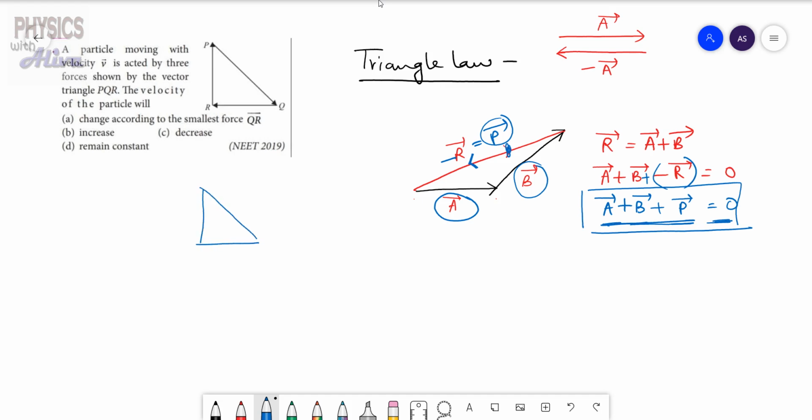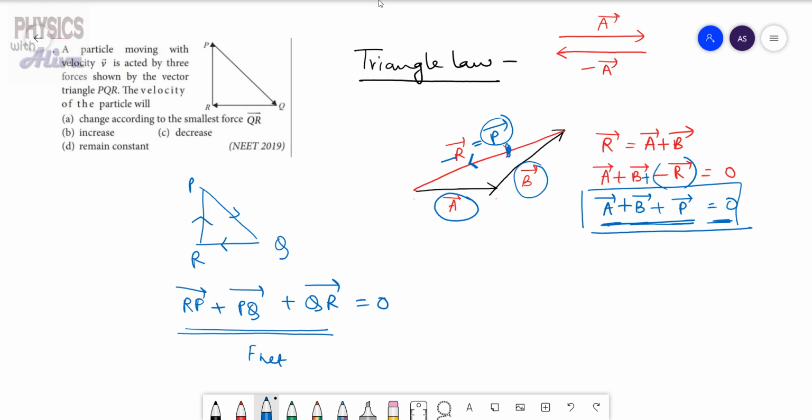I am drawing the diagram again. See, this is PQ, this is QR and this is RP. These three are taken in order. So from here we can write that RP vector plus PQ vector plus QR vector equals 0. So the resultant of these three vectors is 0. These three are forces, so the resultant of these three forces is 0. That means the net force acting on the particle is 0.